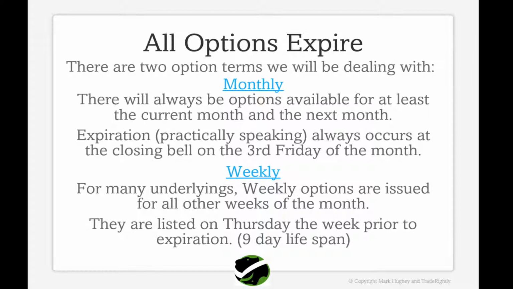But then the need arose, or the desire arose among traders to be able to trade options with shorter lifespans. And as you can see here, a weekly option only has a 9-day lifespan. So what happens is these weeklies come into existence the Thursday before expiration. So every Thursday, a new weekly option is created, and that option expires the following Friday. So you'd have Thursday, Friday, and then there's no trading over the weekend, but Saturday, Sunday, and then market opens on Monday, Tuesday, Wednesday, Thursday, and then it expires that following Friday for a total of a 9-day lifespan.